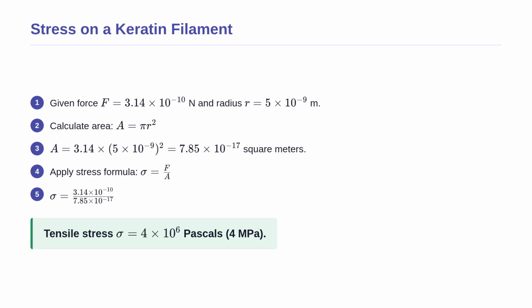First, we calculate the cross-sectional area using the formula for the area of a circle, pi times radius squared. Squaring the radius and multiplying by pi gives us an incredibly small area of 7.85 times 10 to the negative 17 square meters. Next, we divide the given force by this calculated area. The final answer is 4 million pascals, or 4 megapascals. Physically, this means a single microscopic filament is withstanding pressure equivalent to the bottom of a deep ocean.